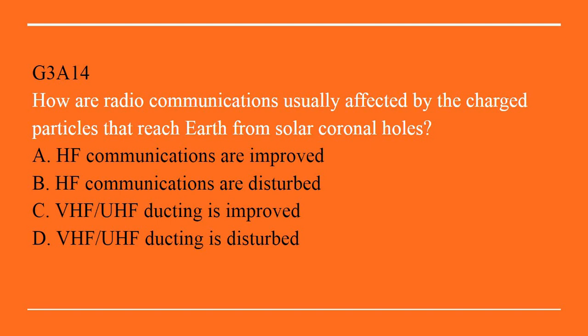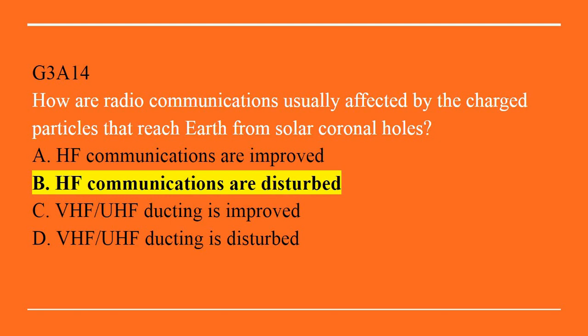G3A14, how are radio communications usually affected by the charged particles that reach the Earth from solar coronal holes? A. HF communications are improved. B. HF communications are disturbed. C. VHF and UHF ducting is improved. Or D. VHF-UHF ducting is disturbed. Correct answer is B, HF communications are disturbed.